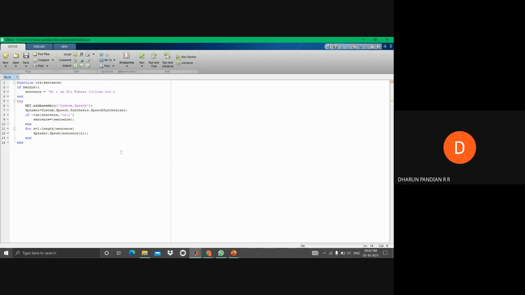If the tilde symbol is a sentence, comma, sentence is equal to sentence, which means it goes for each word to speak, and in that for loop n is equal to 1 to the length of the sentence. So the speaker speaks whatever is written in that sentence.